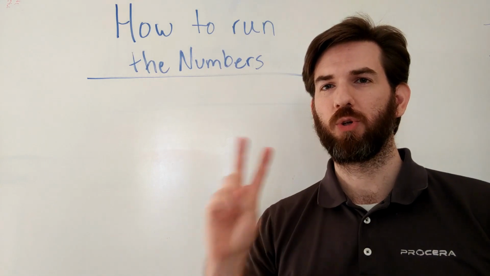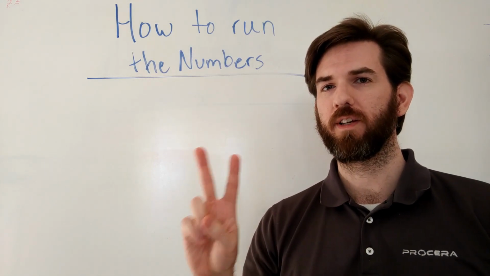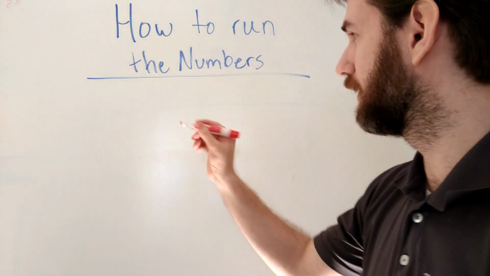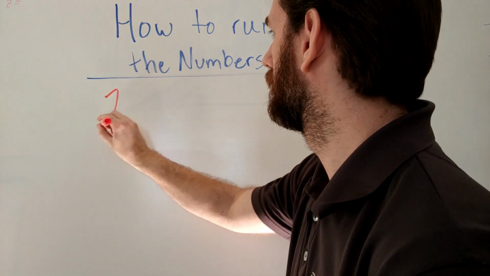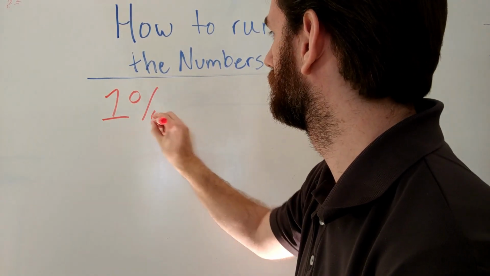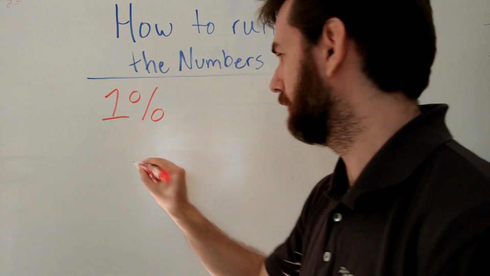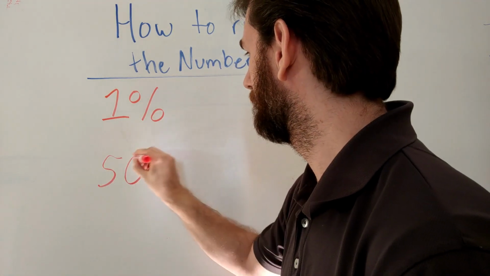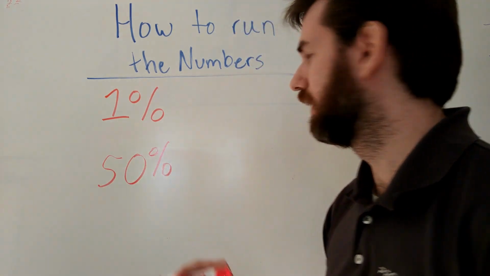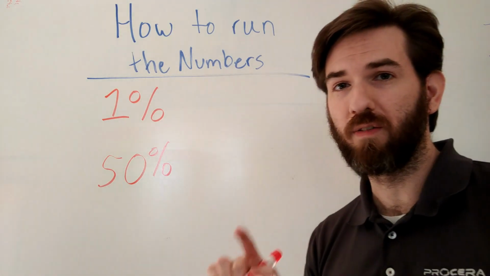And we're going to talk about two key rules that you hear investors talk about all the time. The first one is the 1% rule. The second one we're going to talk about is the 50% rule. And let me reiterate, these are rules of thumb.